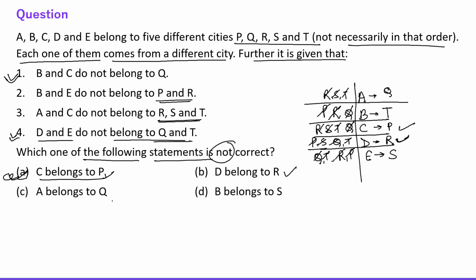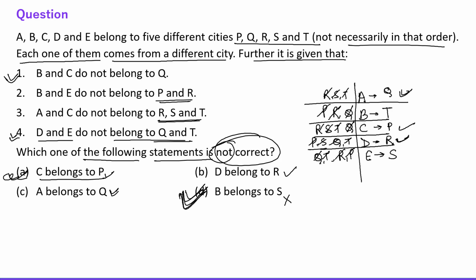The third statement, A belongs to Q. Go to the table. A belongs to Q. Yeah, it is also correct, right? Then obviously the fourth one won't be correct. B belongs to S. Obviously B does not belong to S. So this is the right choice. Obviously it is not correct, but this is the right answer. Why? Because they are asking for the not correct one, right, everyone? So the correct answer is D.